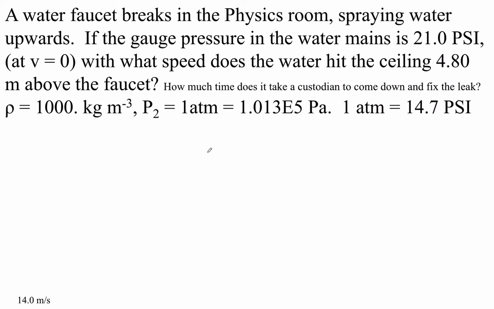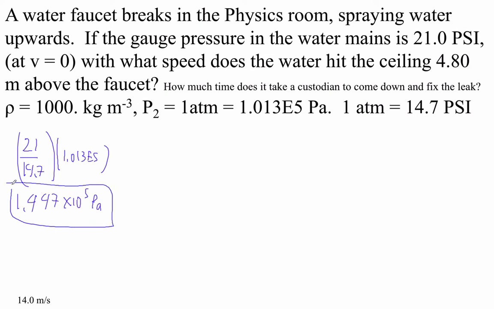Okay, so 21 psi divided by 14.7 times 1.013, let's turn that into pascals. So 21 divided by 14.7 times 1.013 E5. This is 1.447 times 10 to the 5th pascals. All right, so now we've got this pressure.